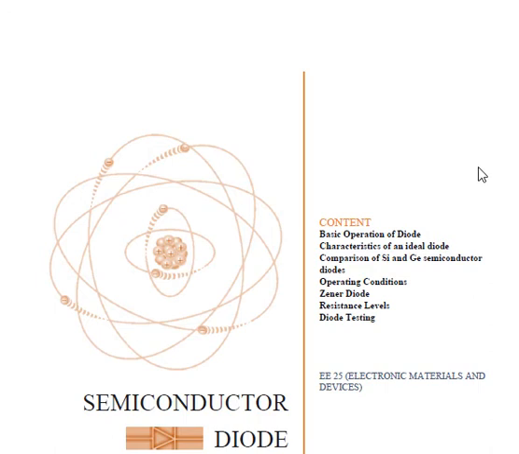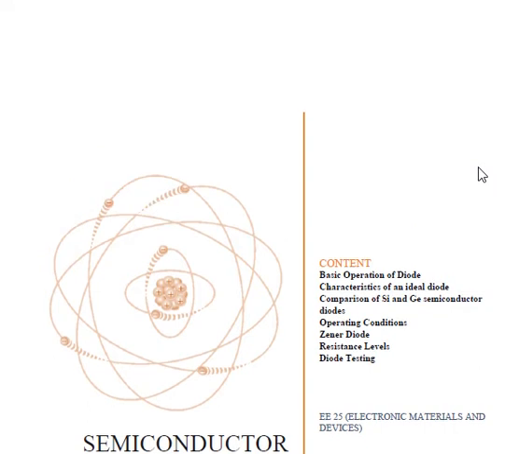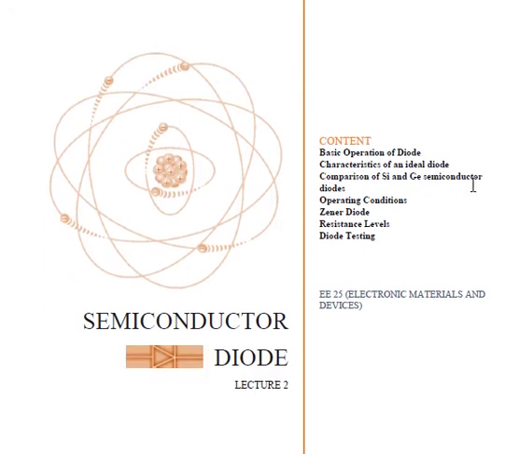Okay, as we have done in our last meeting, we have just discussed the fundamentals and properties of a diode as an electronic component. So this time we will be tackling the basic operation, the characteristics of an ideal diode, the comparison of Si or silicon and germanium semiconductor diodes, and the operating condition. We have here the Zener diode and resistance levels of a diode.